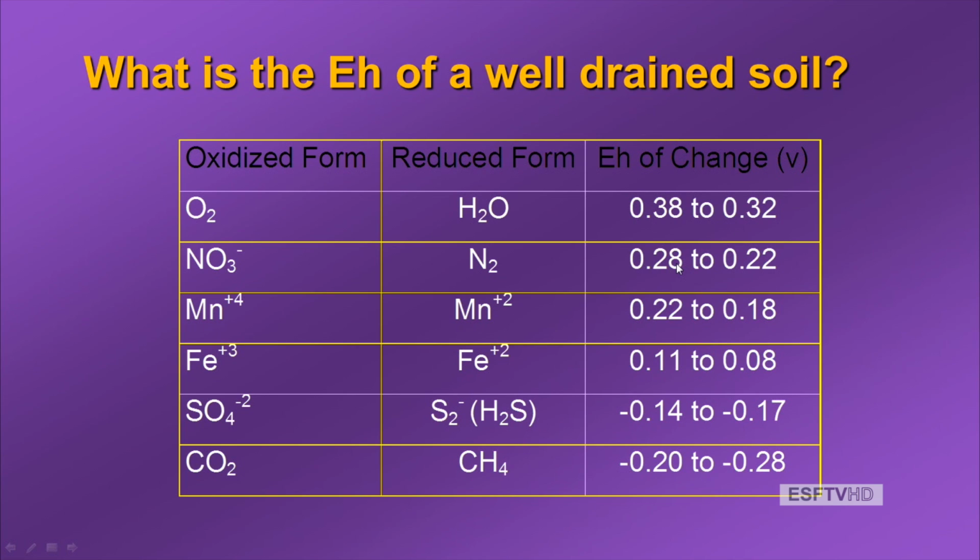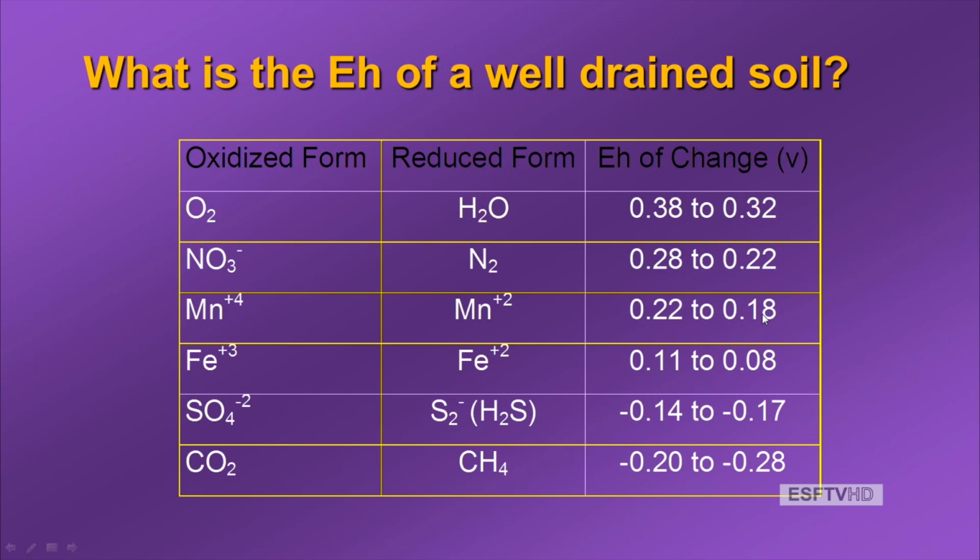Eventually, all the nitrate is reduced. And when all that is gone from the system, and you still have anaerobic respiration, the electrons need to go somewhere. The next thing in line to receive them, in terms of the electromagnetic spectrum, is manganese plus 4. Manganese plus 4 is then reduced to manganese plus 2. You're decreasing valence, you're reducing. The Eh value of this change is 0.22 to 0.18.